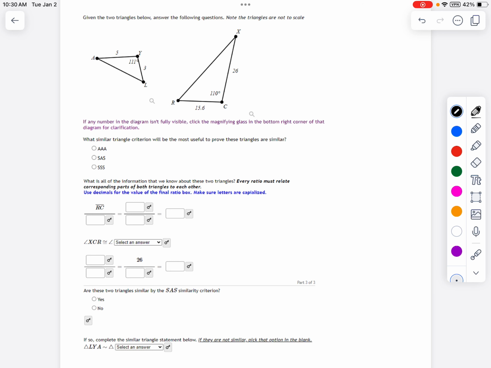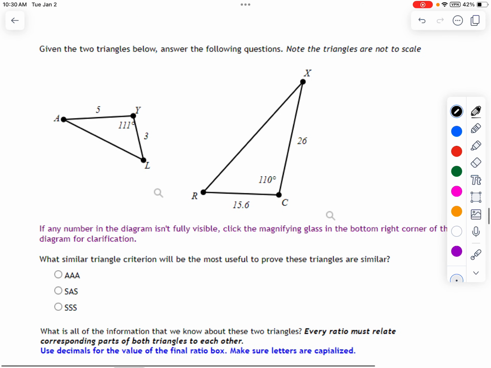So, when you're looking at this one, the first thing you need to figure out is which kind of similarity you want to use, whether it's angle-angle-angle, side-angle-side, or side-side-side. How do you determine that? Look at the diagram. What are you given? Here we're given a side, an angle, and a side. Here, a side, an angle, and a side. I wonder which similarity criterion we're going to use. Oh, that's right, side-angle-side, right?